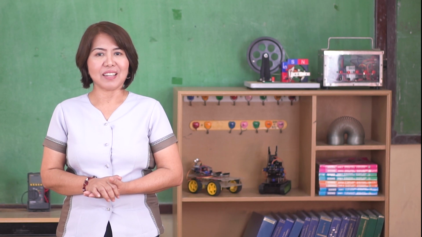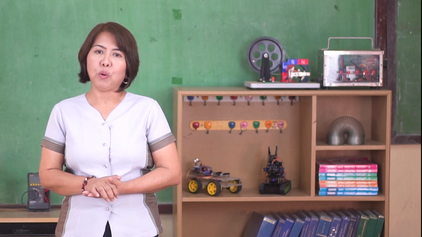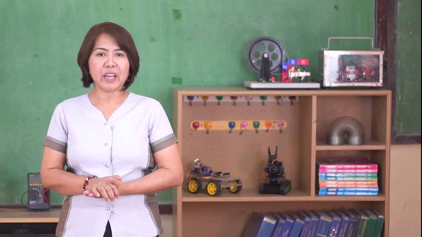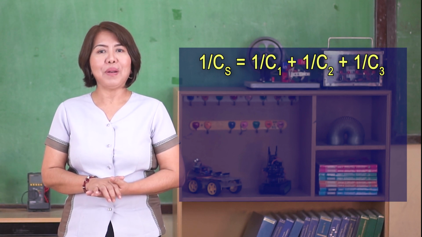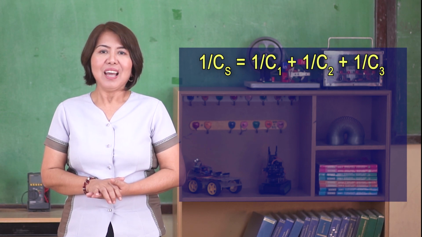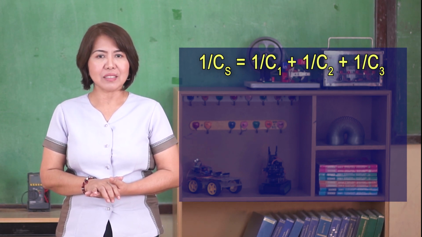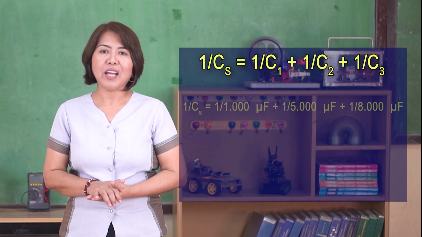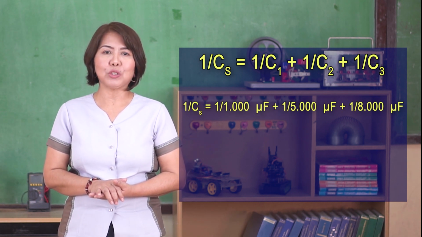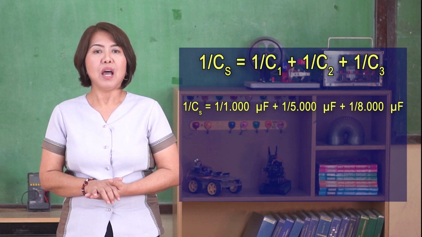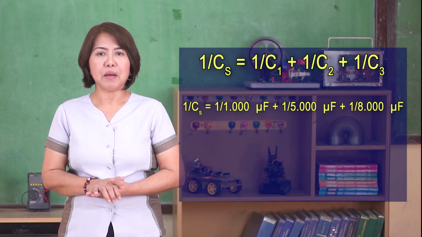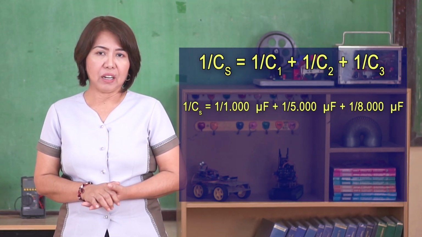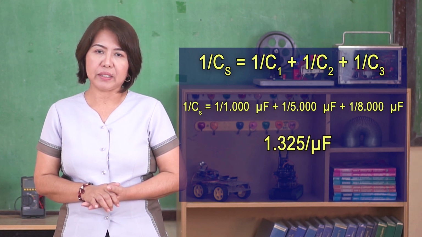Entering the given capacitances into the expression for 1 over C sub S gives 1 over C sub S is equal to 1 over C sub 1 plus 1 over C sub 2 plus 1 over C sub 3. Let's substitute the given capacitance to our equation. 1 over C sub S is equal to 1 over 1 microfarad plus 1 over 5 microfarad plus 1 over 8 microfarad. This will give us 1.325 microfarad.